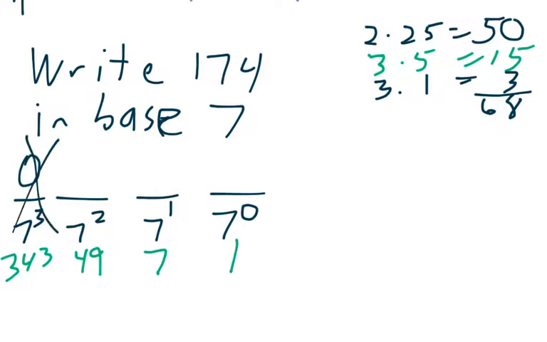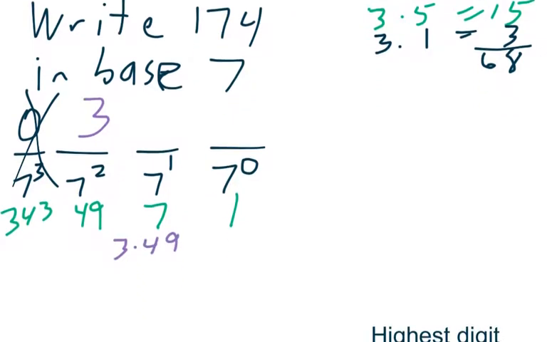So we're just going to start with the 49s. How many 49s, and I'm going to round that to 50, how many 50s will go into 174? And the answer is 3. So down here I'll put 3 times 49. And that gives us 150 minus 3, that'd be 147.